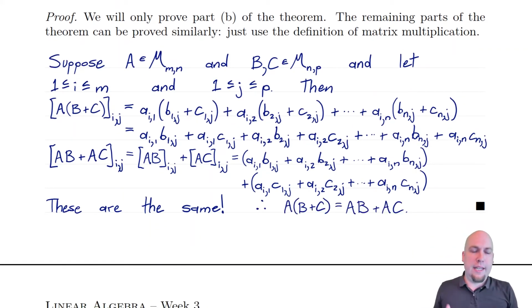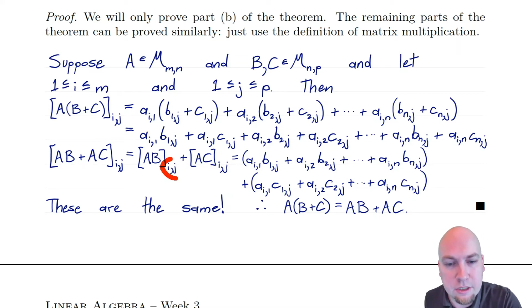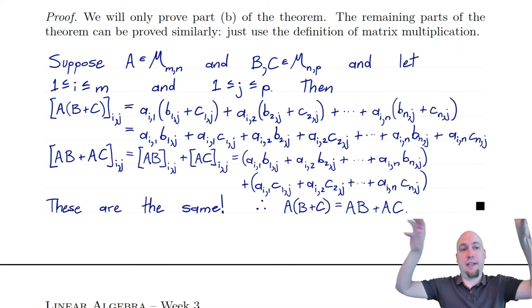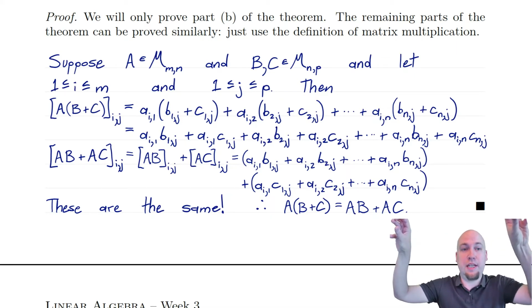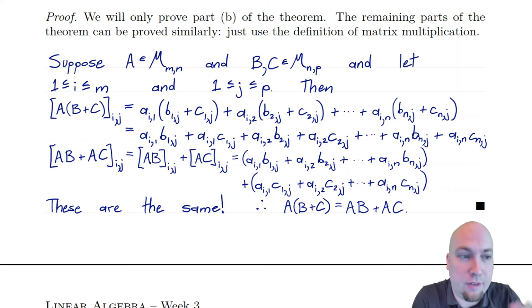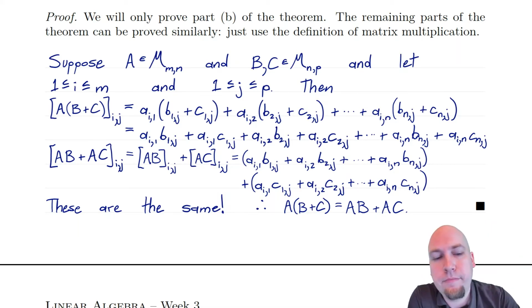And then we conclude that the matrices must be the same as well, because there's nothing special about i and j. They're just some particular values. If the ij entries on both sides are always the same, no matter what i and j are, then they're the same matrix. They have all the same entries in the same spots. And then that's it, you're done.